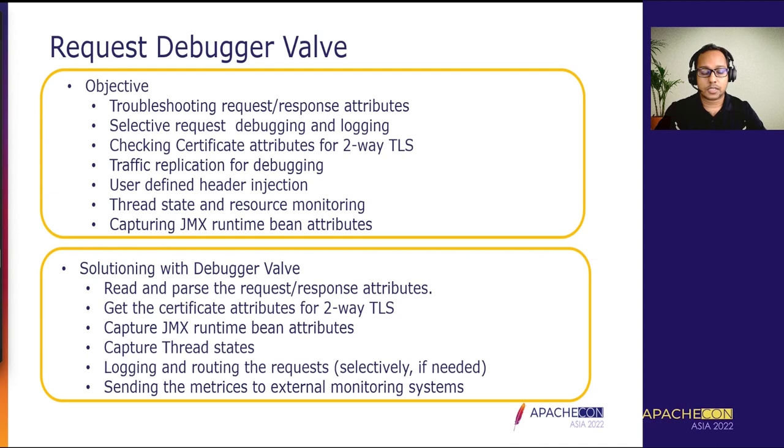Similarly, you can capture the certificate attributes in a two-way TLS request using this valve and log them. Some of the certificate parameters that may be of interest are the certificate expiry dates, serial numbers, or the distinguished name of the certificate, etc. Not limited to that, sometimes you may need to capture the thread states or JMX runtime bean attributes while the requests are being processed. Debugger valves would be a useful mechanism there as well. While these may not be something that needs to be set up on live or production systems, it will certainly help developers to peep into the internals of Tomcat and the application in a very efficient manner.